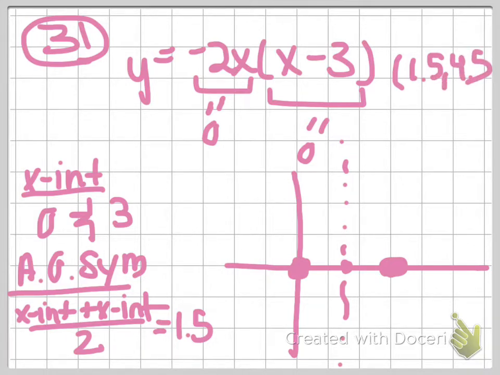So 1, 2, 3, 4.5 is right here. And now I can draw my U.